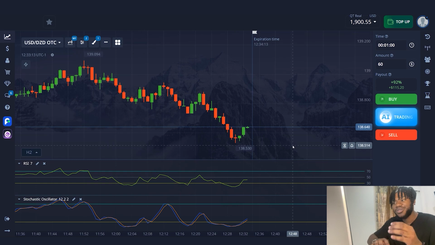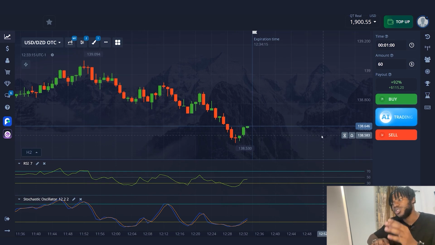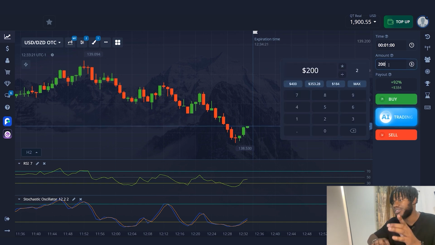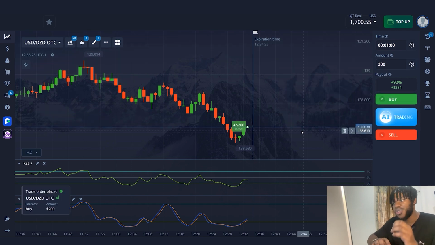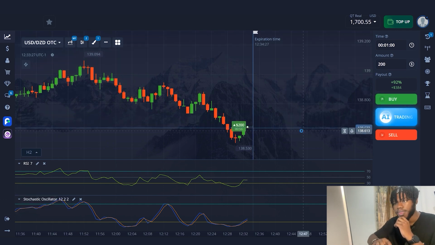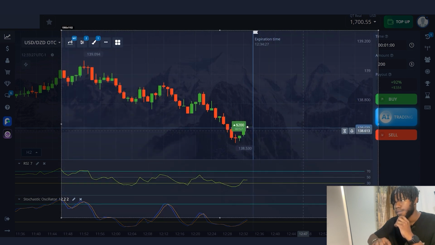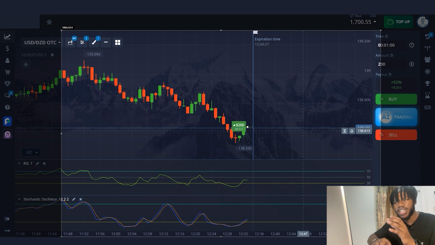I found the first suitable situation. Now I will open the trade and explain everything to you. The trade time will be 1 minute, starting with an amount of $200. My forecast is that the price is going to rise, so I press the green button to open a trade. Okay, are you ready? Then watch carefully.